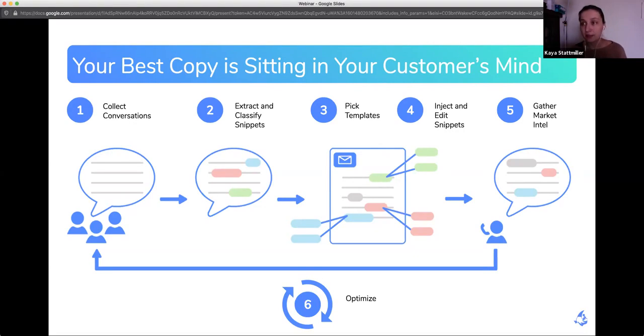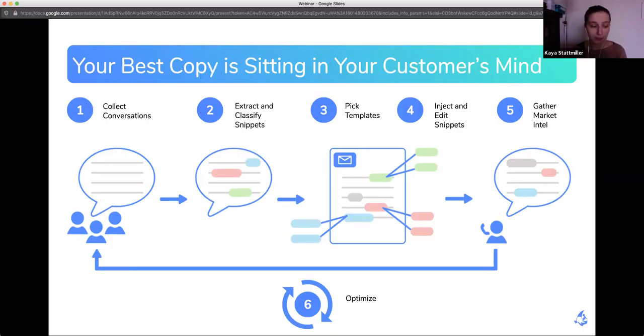Then pick a template, because templates and formulas are still very important, since that's how everything comes together in step 4. You take the templates, you inject the snippets, and you move from being an email copywriter to being an email editor, and that saves tons of time. Then you need to constantly support this process by gathering market intelligence, and that's by asking the right questions during the conversation.